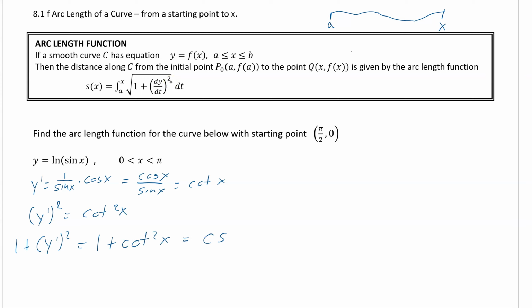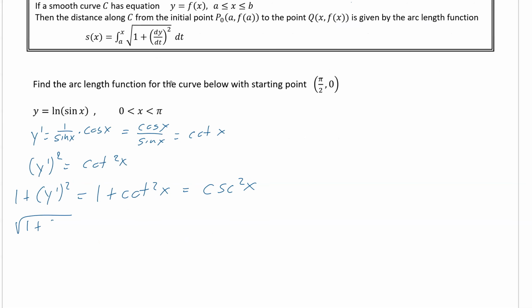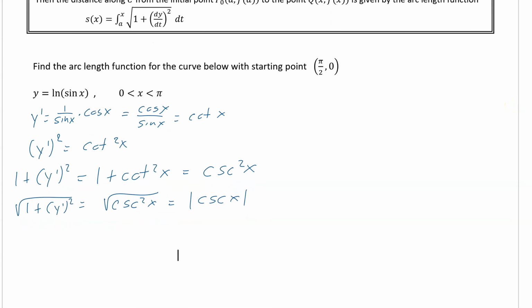And so that would just become cosecant squared x. So now when we square root it, we just end up with the square root of cosecant squared x, which is cosecant x. And we should put an absolute value around it because when you square root a square, you get a positive. All right, so now we're going to take and plug it in.